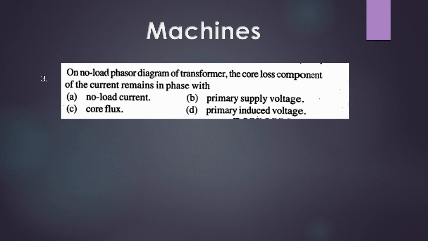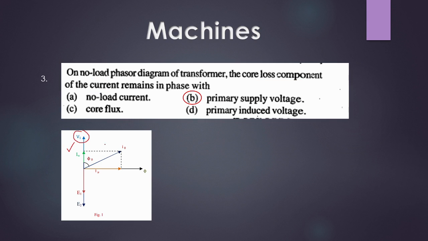So let's see the next question. On no load phasor diagram of transformer, the core loss component of the current remains in phase with. It is asking about the core loss component of the current. The answer will be primary supply voltage, because see here the no load phasor diagram, I0 is the no load current, and I0 equals IW plus I mu. These are vector additions. IW is nothing but the core loss component, and I mu is the magnetizing component. I mu is in the direction of phi and IW is in the direction of V1. So it is asking about the core loss component, that is IW. So the answer will be primary supply voltage. Here V1 is the primary supply voltage.